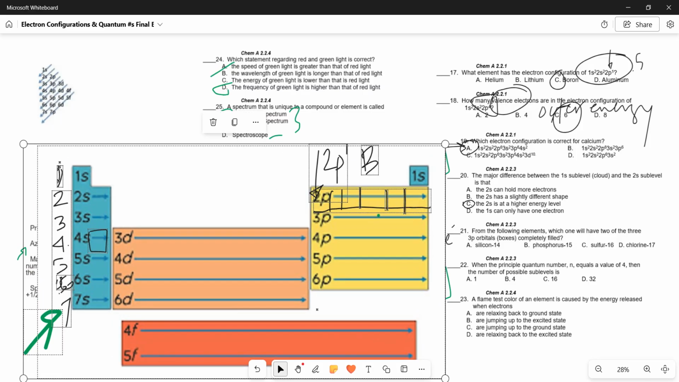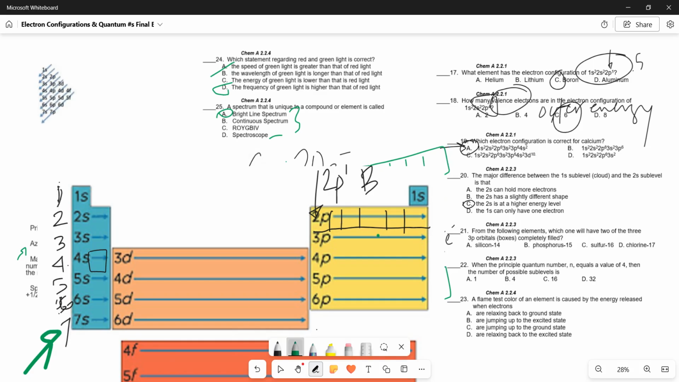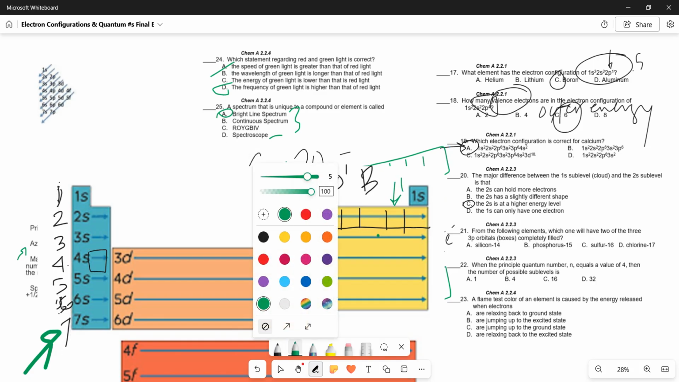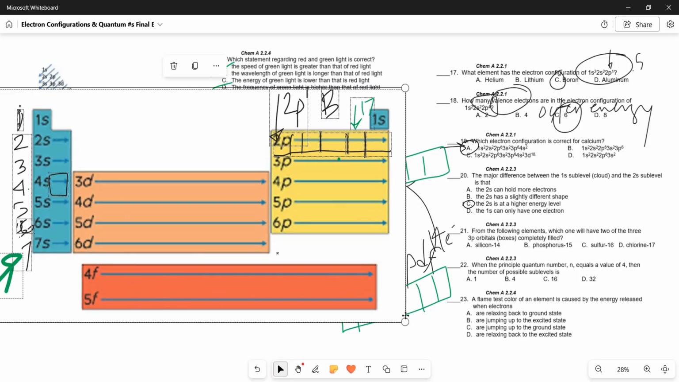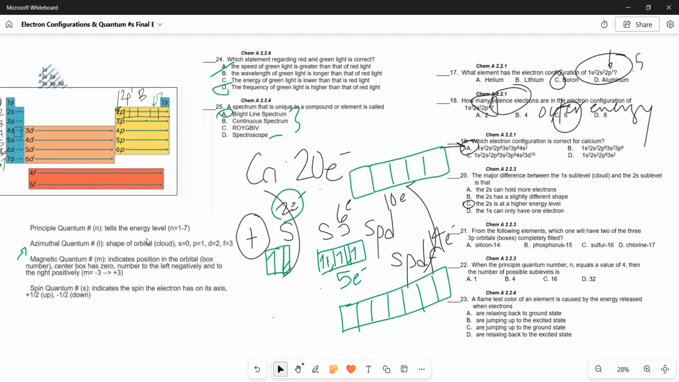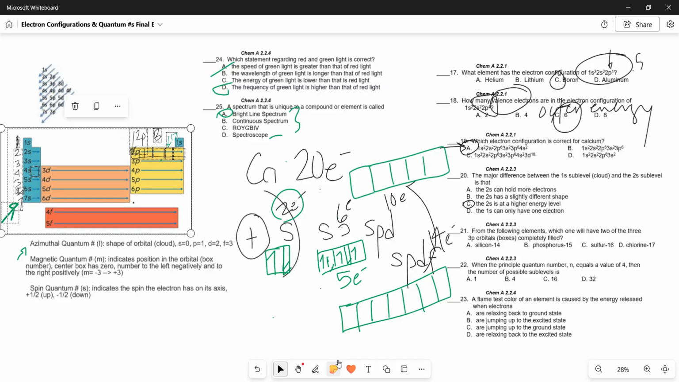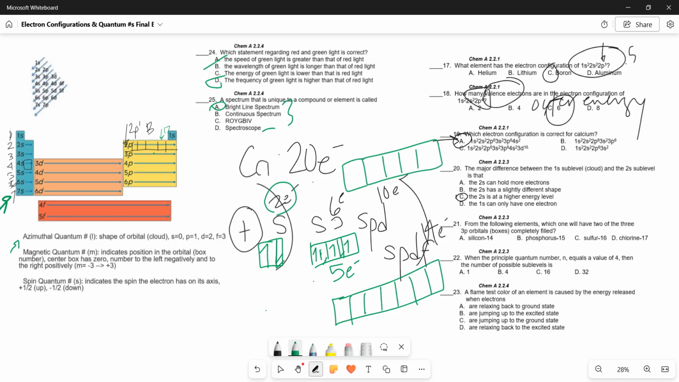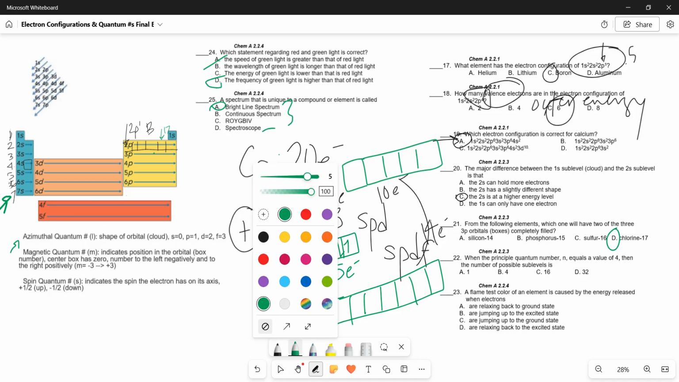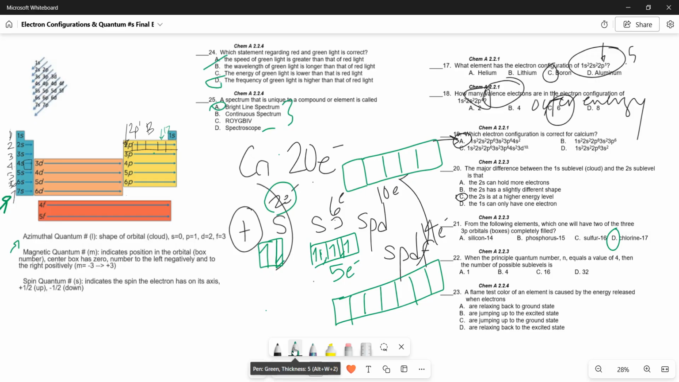That is going to be family 17. So that's the halogens. Let's see what we can find in the answers that would line up with halogens. What are we on? 21. 2 of the 3p orbitals. Well, 3p is going to give me chlorine. Chlorine lands on 3p5. Okay, so that's the answer there. Students often miss that question.